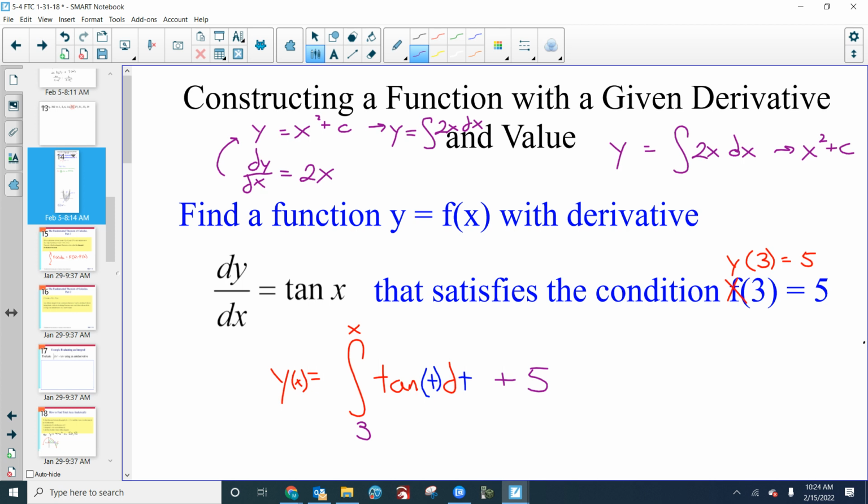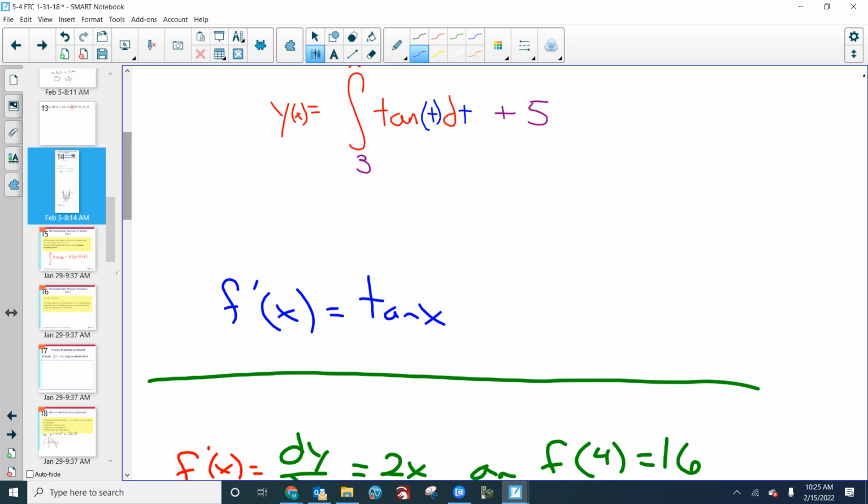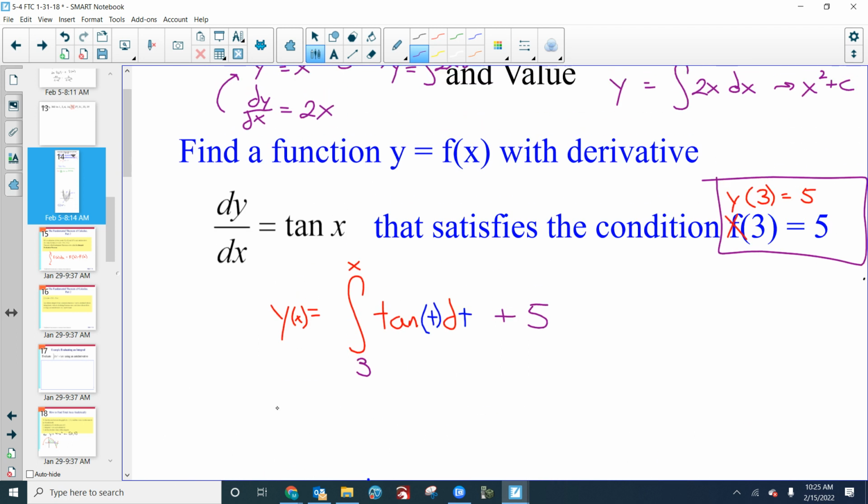How can we check it? Well, first of all, I think we all agree y of 3 is 5. Y of 3 is 5, correct? So this is good. What other criteria does this have to meet? The derivative has to be tangent of x. Let's see it. Oh, don't look. What's the derivative of the left side? It's y prime of x. What's the derivative of this thing?